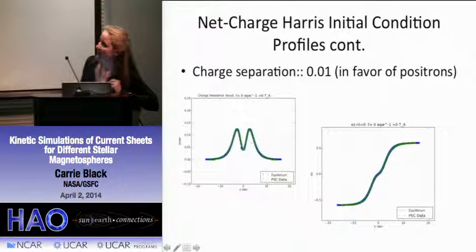Okay. So at the very center of the current sheet, there is actually a charge imbalance. This charge imbalance is what was prescribed to Rick's codes. Okay. But it does this lobe-like behavior where the charge imbalance is actually stronger just outside the current sheet, or just at the edges of the current sheet.